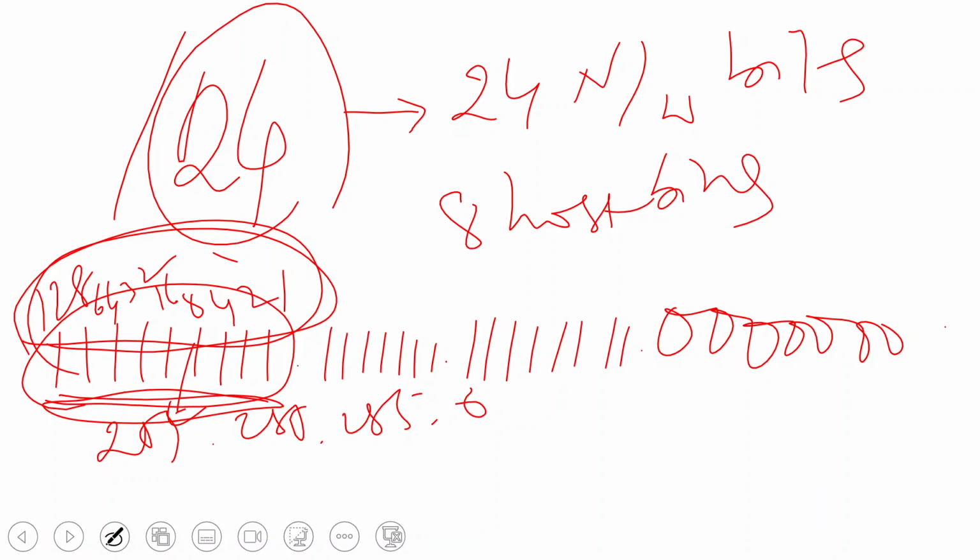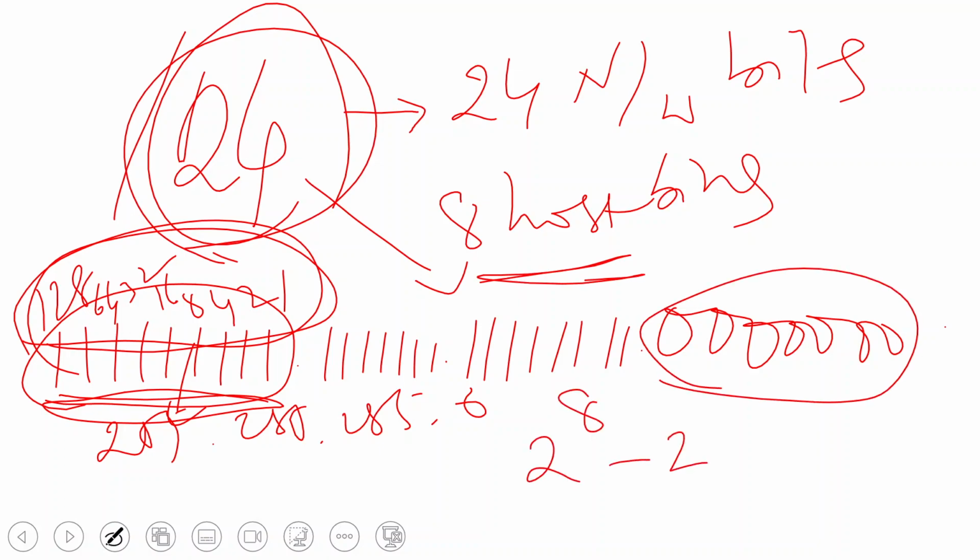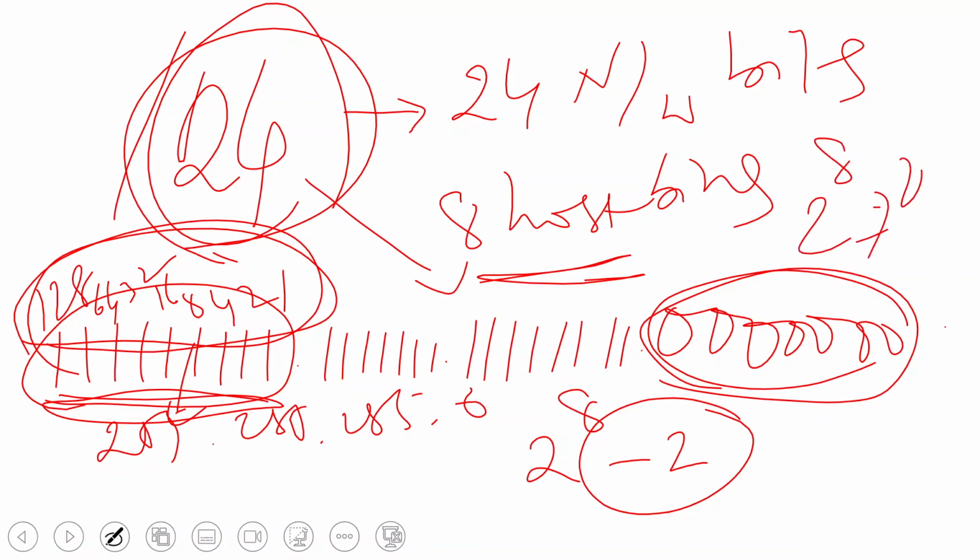Coming back to the point, you have 8 host bits, so you can fit 2 power 8 minus 2. Why I'm doing minus 2 is because 2 power 8 means 256. Out of 256 hosts, one would be your network address and one would be your broadcast address.